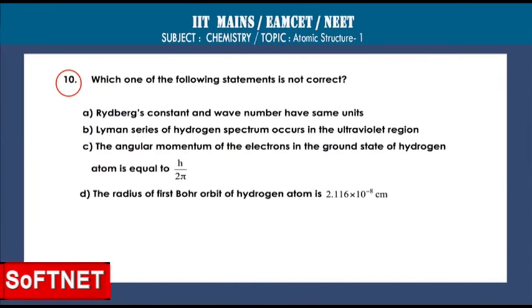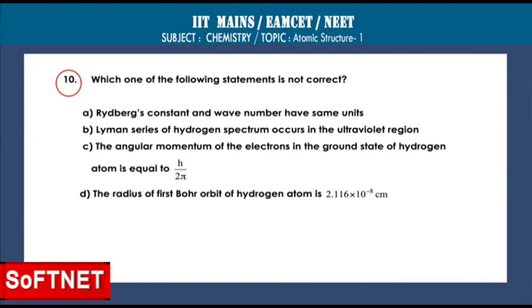Which one of the following statements is not correct? Rydberg's constant and wave number have same units. This is correct statement only, both have got same units. Lyman series of hydrogen spectrum occurs in ultraviolet region. This is also correct statement.